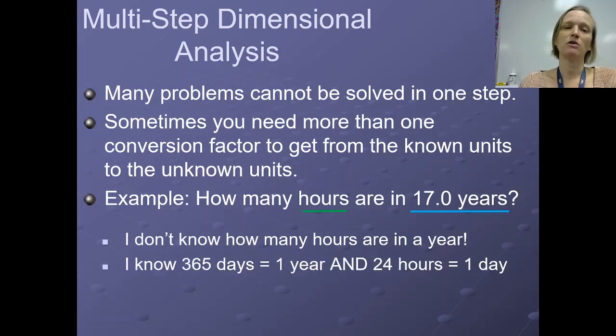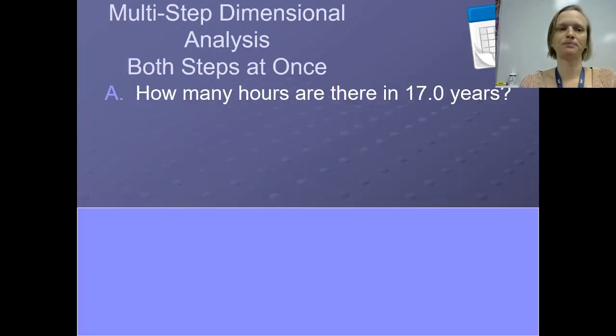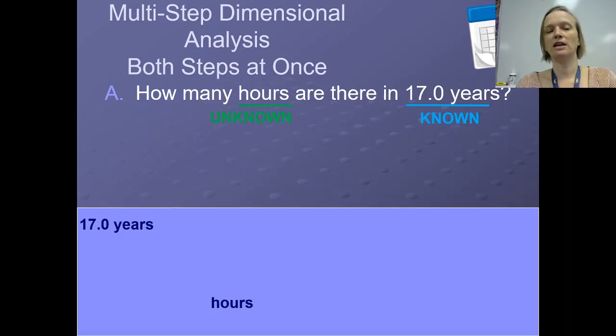Again, I don't know how many hours are in a year, but I do know there are 365 days in a year, and I do know that there are 24 hours in one day. So I can convert from years to days in one step, and I can convert from days to hours in a second step. So let's see what this looks like. Again, my known is 17.0 years. My hours are my unknown, so that's what I want to find out at the end, and I'm actually going to need to do this across two lines, which is why I wrote it down below.